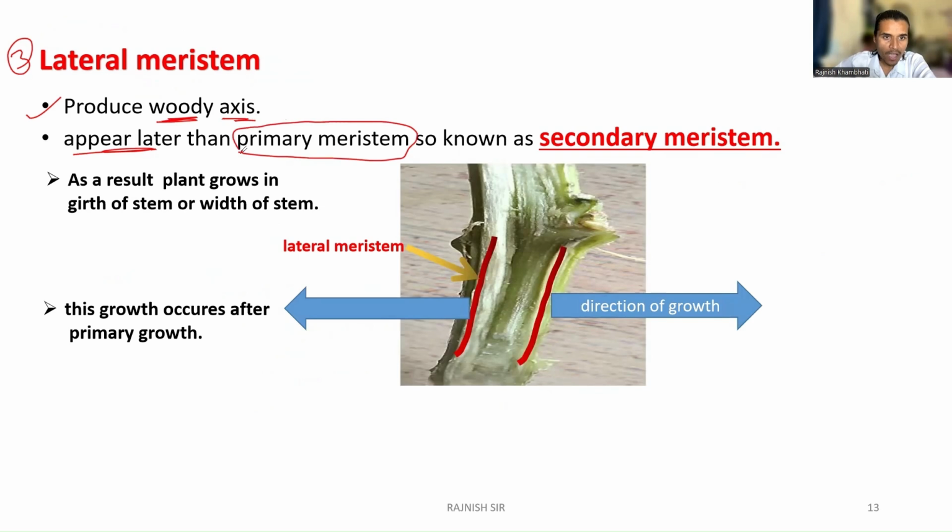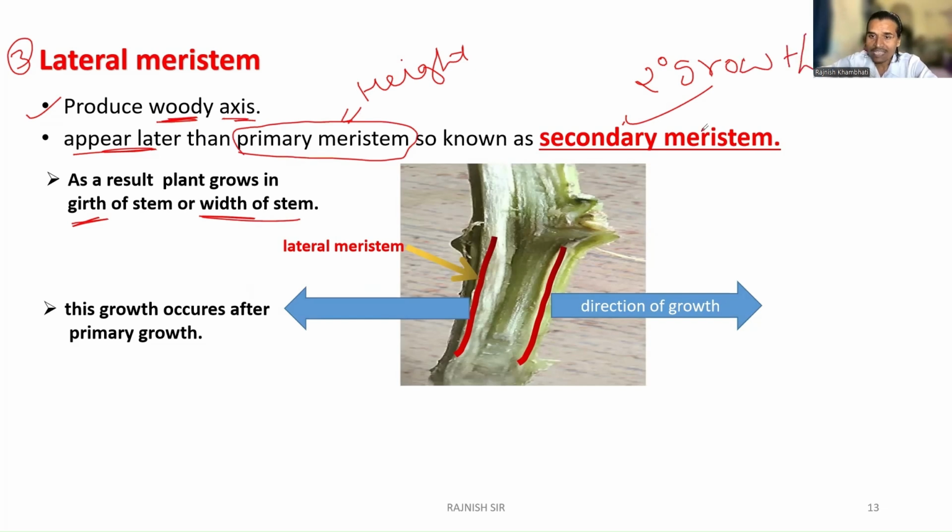Primary meristem occurs first in the plant, which will first give rise to the height of a plant. After height is increased, then they will grow lateral meristem. That is why it is known as secondary meristem, because it is coming second. As a result, the plant grows in girth of the stem and width of the stem. Secondary meristem will give secondary growth.